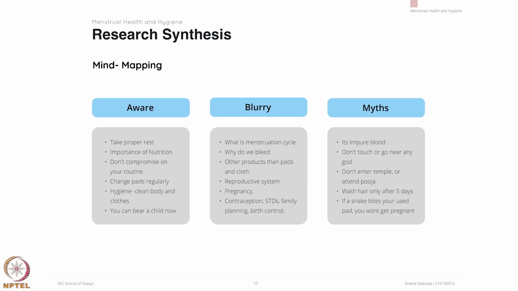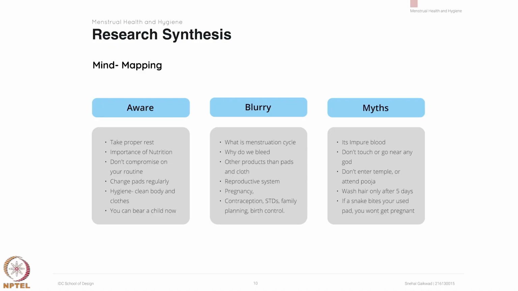Myths were that even the Anganwadi worker said that she explains it like it's impure blood that needs to be passed from your body every month and then you get purified. That's what she used to explain to other girls. Plus other things like don't enter the temple, wash hair only after 5 days, etc. Plus one interesting thing is if a snake bites your used pad, then you won't get pregnant.